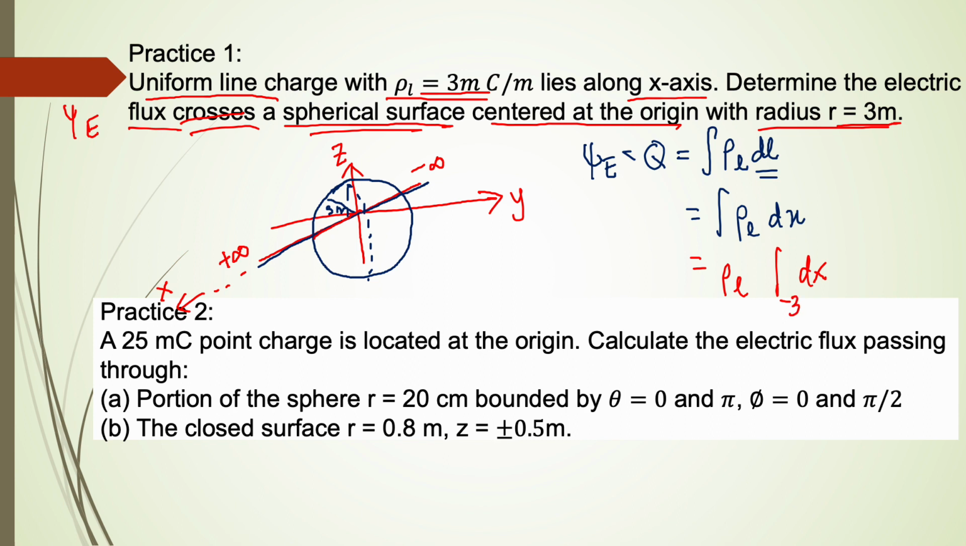The limits are going to be from -3 to 3. Why from -3 to 3? Because we know the structure is a sphere. It is spherical, so it has -3 in front here, and also +3 in front here, and -3 at the back there. So the limit is from -3 to 3. It is not from 0 to 3. When you calculate, your answer should be 18 millicoulomb. Alright, so I hope this is very clear to you.